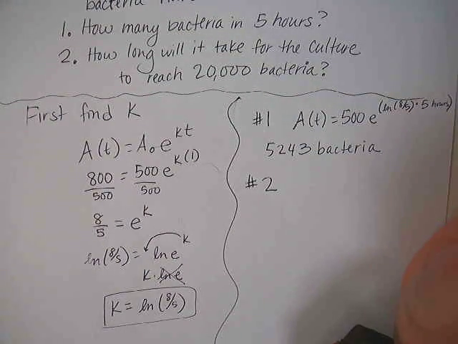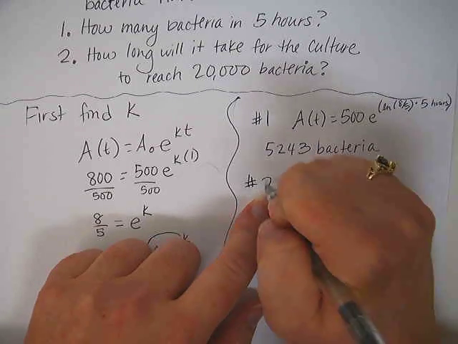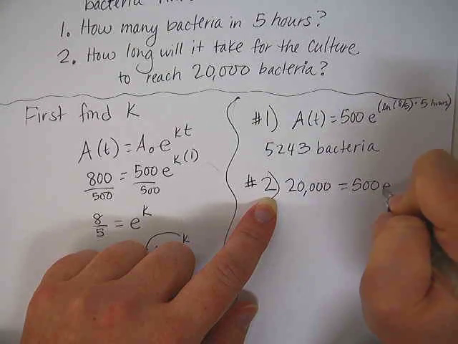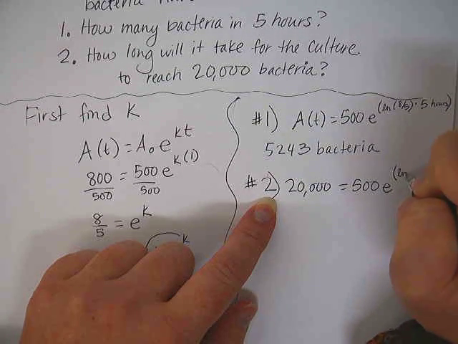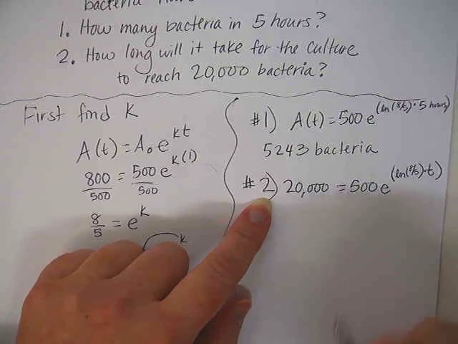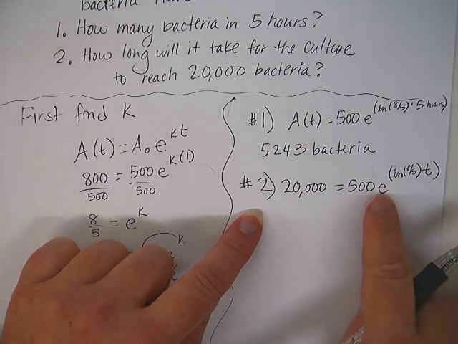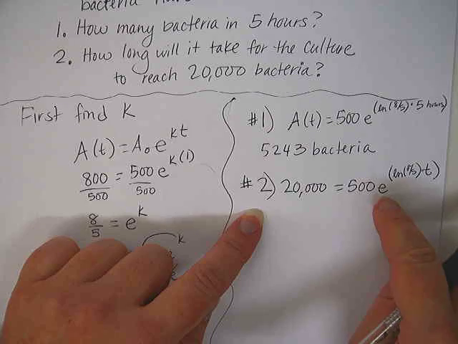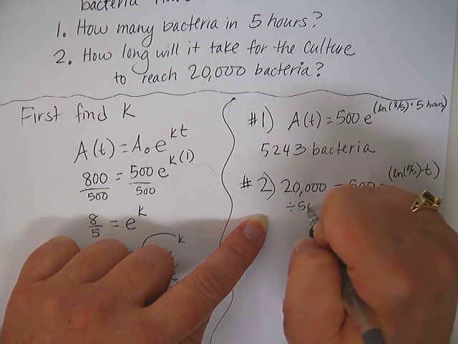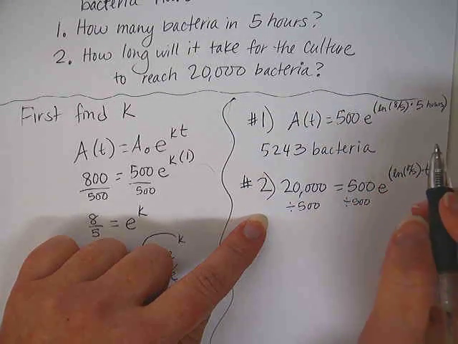Next, we are going to find how long it will take for our culture to reach 20,000 bacteria. So we want the final amount to be 20,000. We know the starting amount is 500, e to the natural log 8/5 times t, number of hours. This time we don't know what t is. First thing we have to do before we can take the natural log and get rid of this e is divide by 500. So divide both sides by 500.